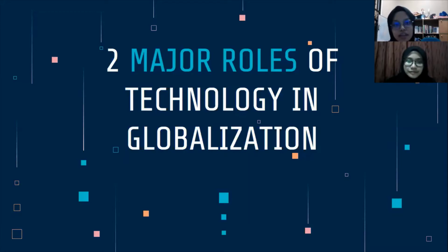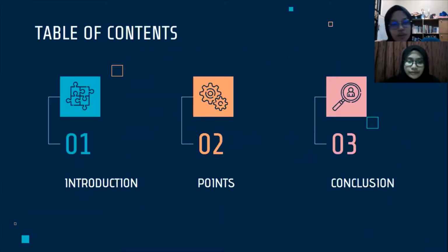So today we'll be presenting our topic, which is two major roles of technology in globalization. We will divide our presentation into three parts, which are introduction, points, and conclusion. For the introduction and the first point, I'll be taking the task to present them, while the second point and conclusion, my partner will be the one to present them.